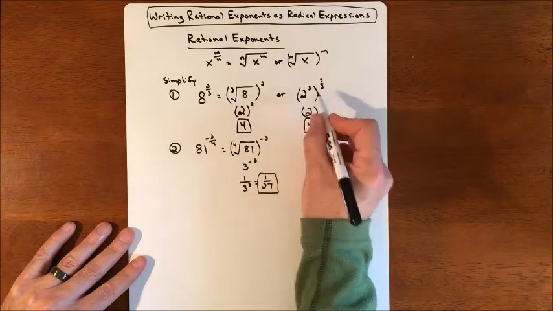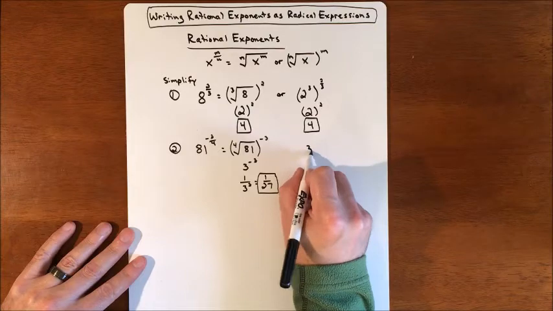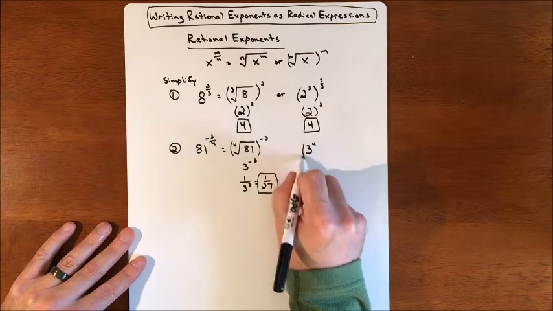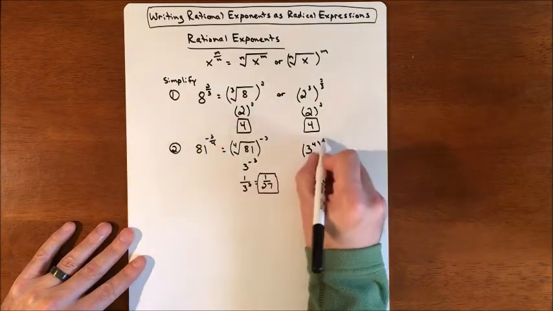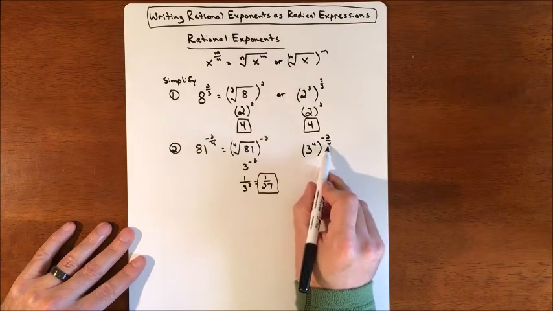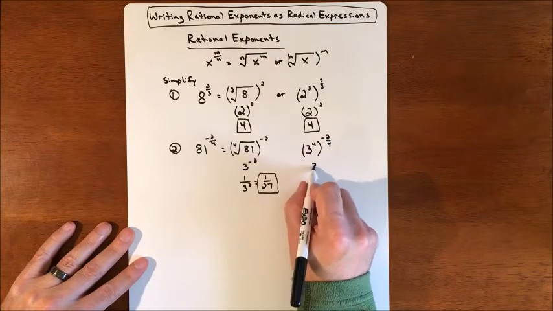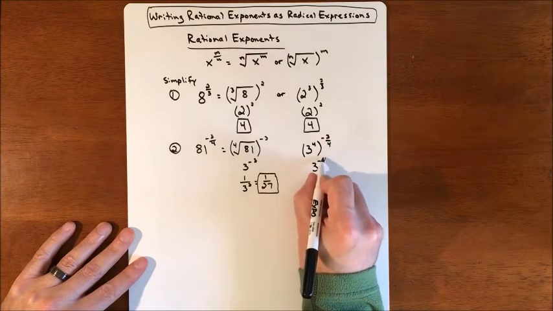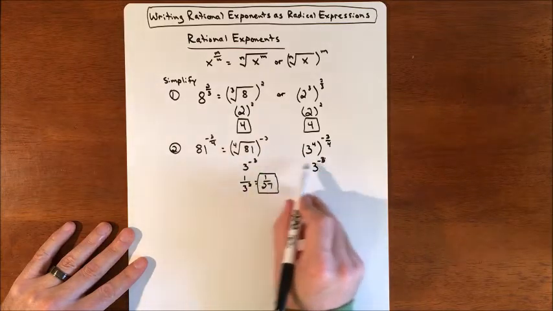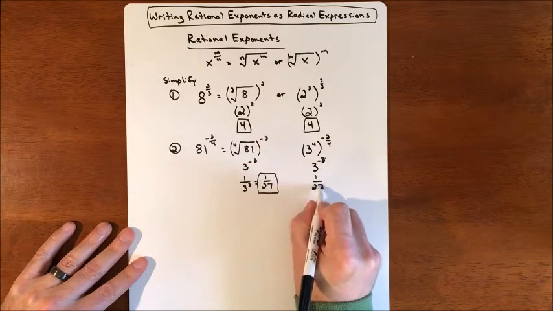Now if you wanted to use this approach, 81 is just a bunch of 3's, and so it is 3 to the 4th, and then you still apply your negative 3/4 power to it. 4 divided by 4 is 1 times negative 3. And you'll get to the exact same position as you were in the other one. So that'll still become 1 over 27.